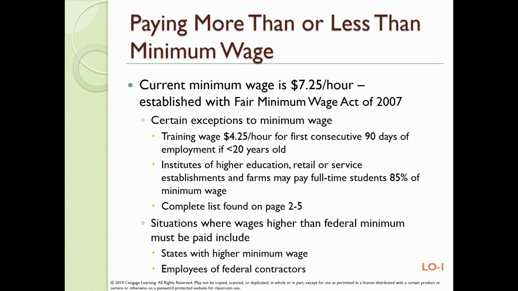Oh, here it is right here. Current minimum wage is $7.25, established with the Fair Minimum Wage Act of 2007. Yes, so it hasn't changed for 12 years. And you'll hear a lot of the political hopefuls for the presidency talking about universal minimum wages. $12 an hour, $15 an hour. So what are pros and cons to that?